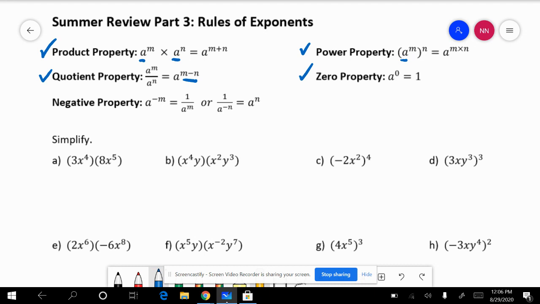And the last one is the negative property. When we have a negative exponent, we flip it. So if it's in the numerator, it goes down to the denominator. Or if it's in the denominator, it goes up to the numerator.